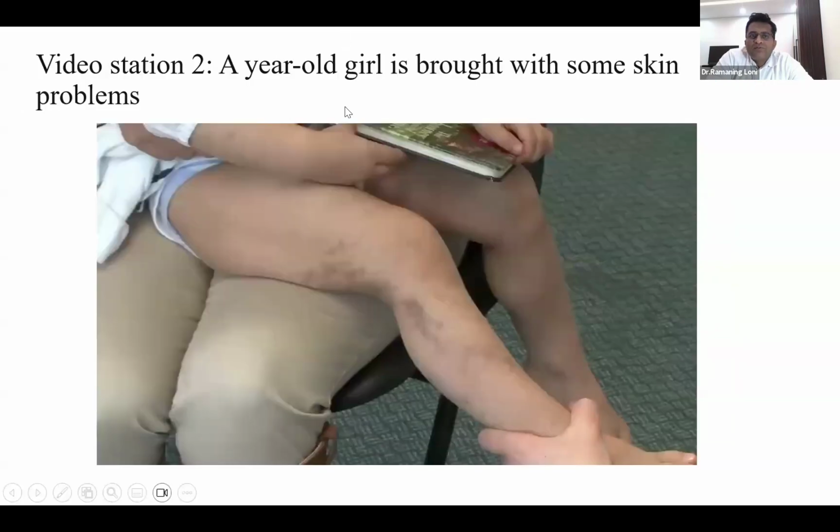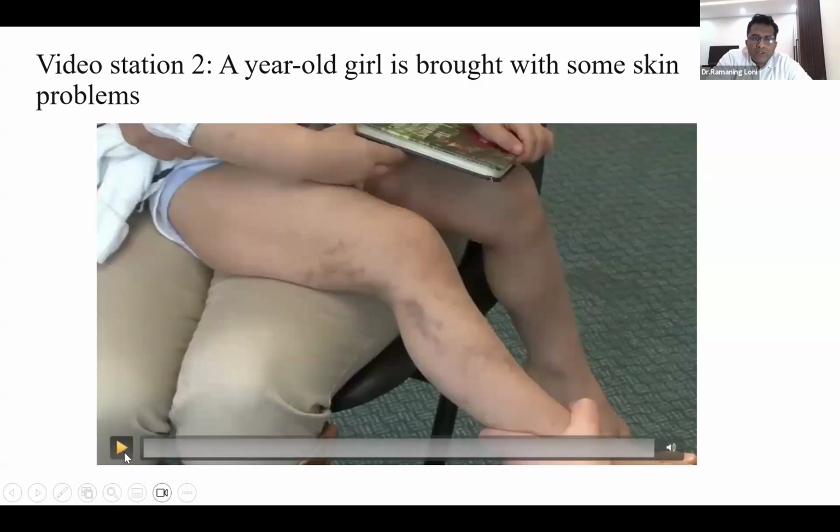Even if it is sometimes a red herring, you still have to be firm with your clinical diagnosis, based on your findings. So you can see these folds of hyperpigmented skin lesions. I'll run the video so you can see.